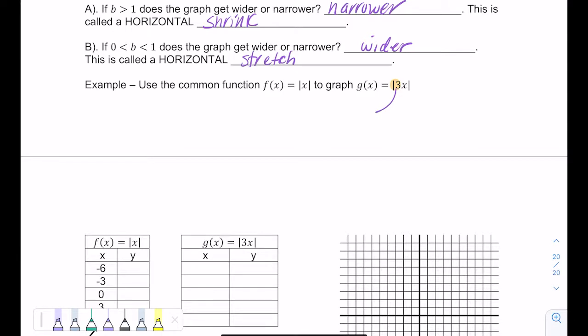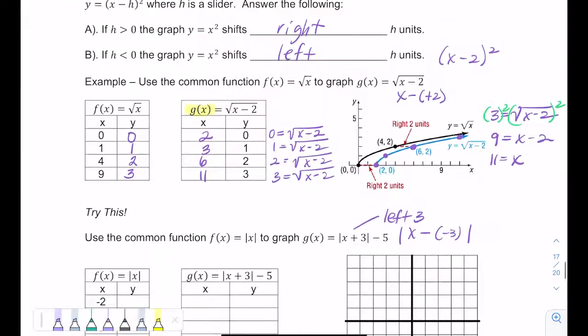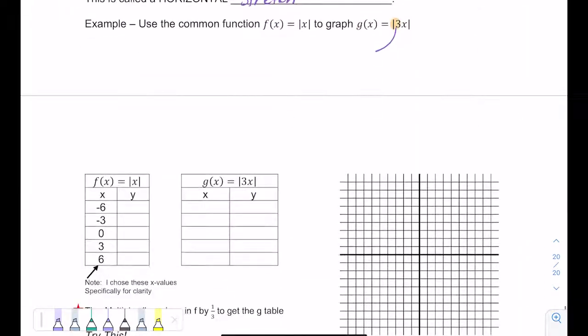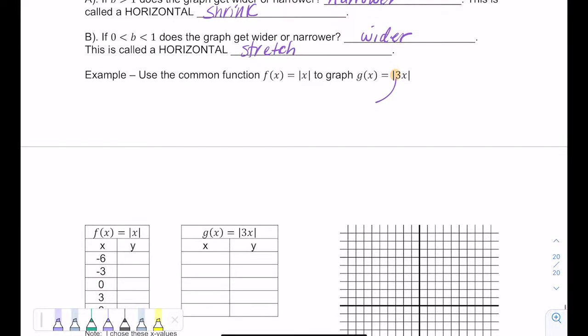So the first thing I notice is that the 3 is on the inside. So anytime it's inside, it deals with horizontal, right? Like even if we go back to when we were shifting stuff, right? When it was on the inside, like this right here, that -2 is on the inside of the radical, or this -2 is on the inside of the parentheses. That controls right and left, okay? So here we've got the 3 on the inside, all right?